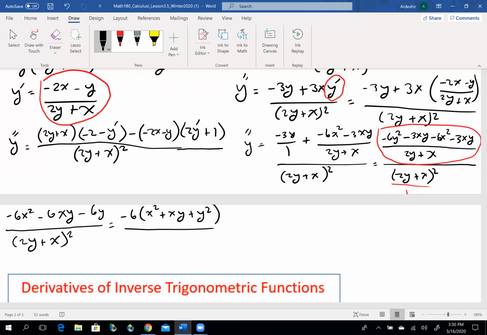over, this is actually cubed, because this is a numerator divided by the denominator, and then if you keep the numerator the way it is and flip the second one, this is going to be cubed. Sorry about that, guys. So I factor out negative 6, so it's going to be x squared plus xy plus y squared over 2y plus x cubed. Okay, guys, now let's go back to here.